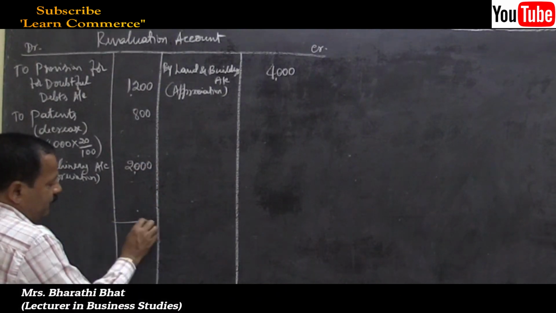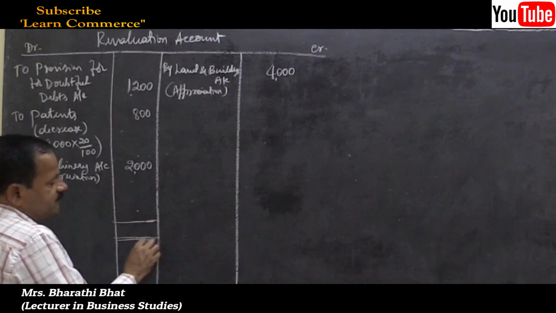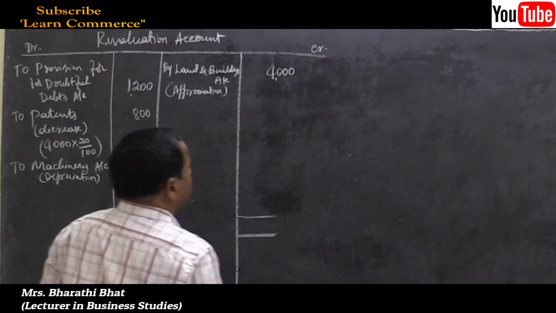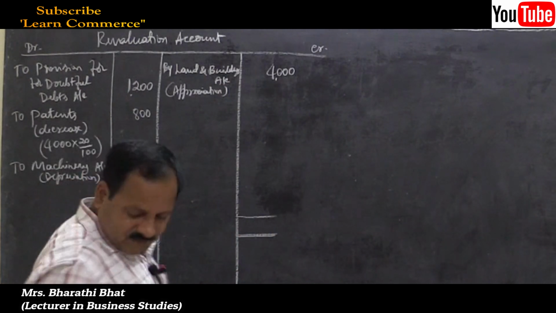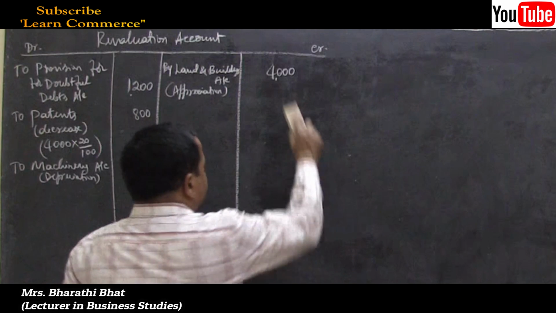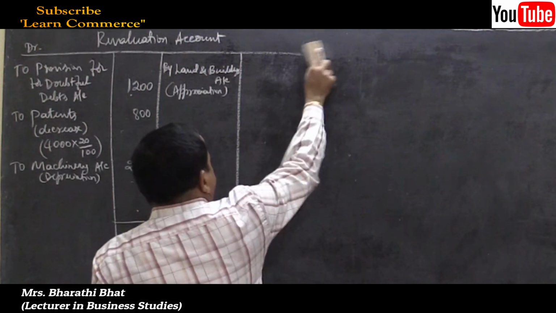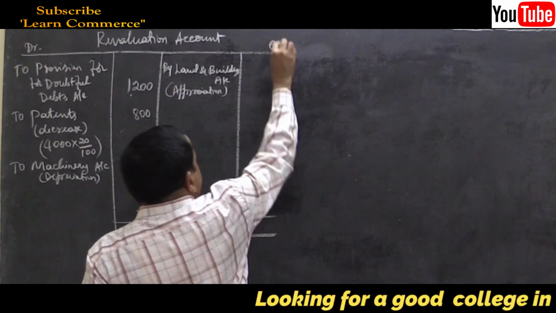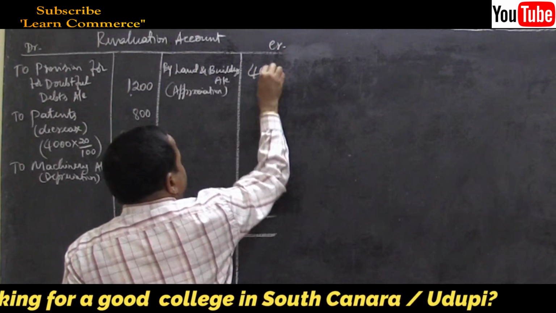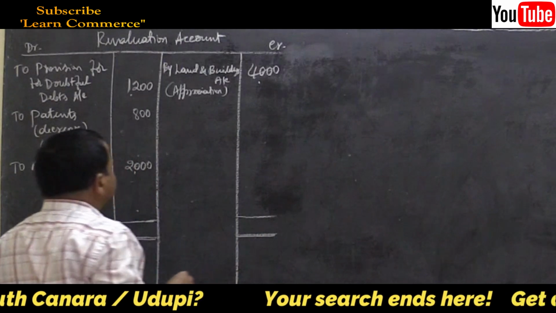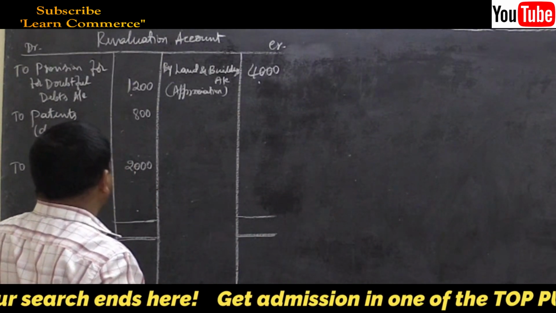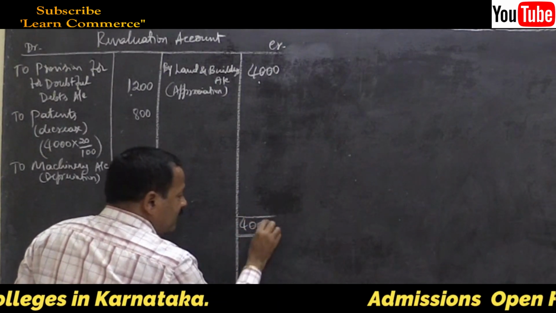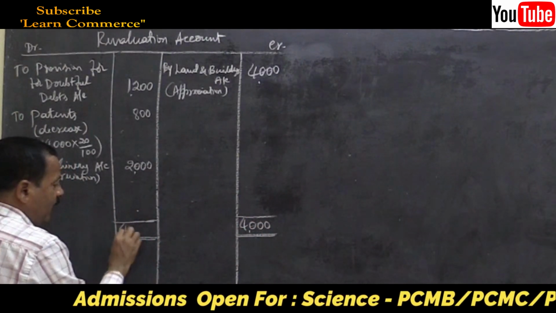Close the revaluation account. Find whether there is profit or loss. Yes, 4,000. Credit side total is 4,000. See the debit side, it is also 4,000, right? Debit side total and credit side total both are equal.